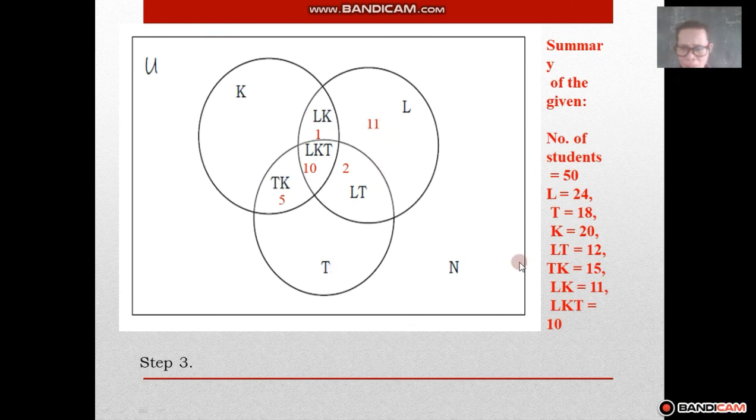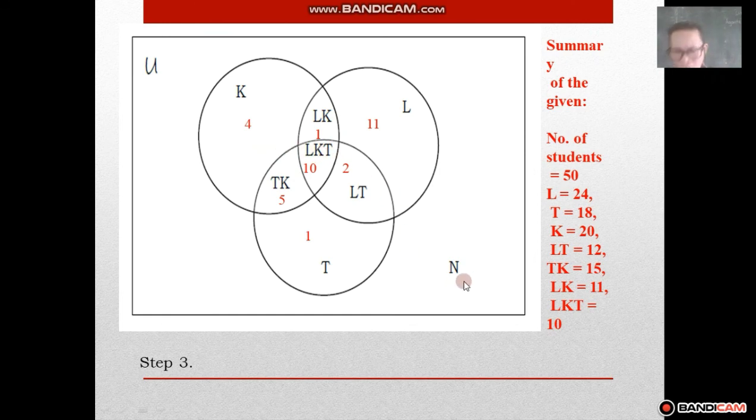Then with T, the given value is 18. The overall total here is 18. Since we already have the values here, which total 17, 17 will be subtracted from 18, and that is 1. Then for K, based on the given, we have 20. So the overall total here is 20. Since we already have 16, that means K is 4.